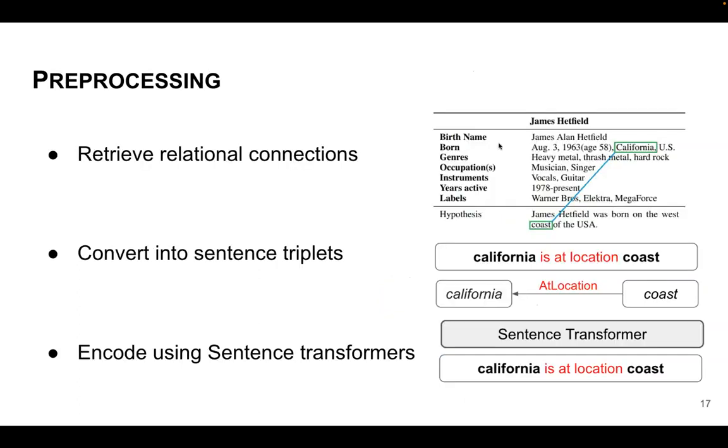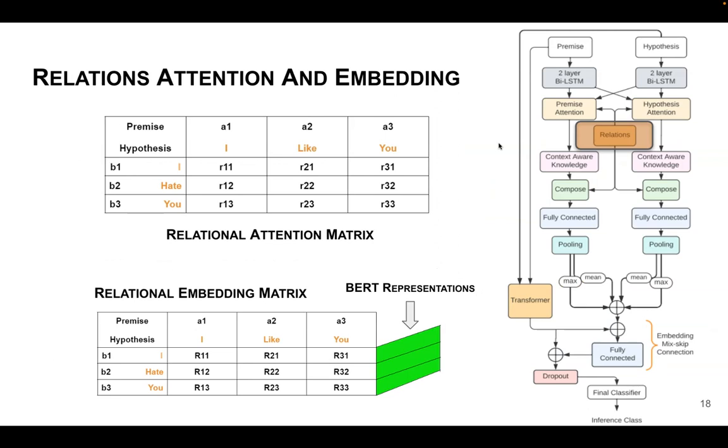So first we do pre-processing, which is obviously retrieving relations between the premise table and the hypothesis. We find those relations in the knowledge graph. We convert them into sentences. We use sentence transformers to get their embeddings. Now once we get these embeddings, we try to get the relation, attention, and embedding matrices, and there we basically use a BERT kind of transformer.